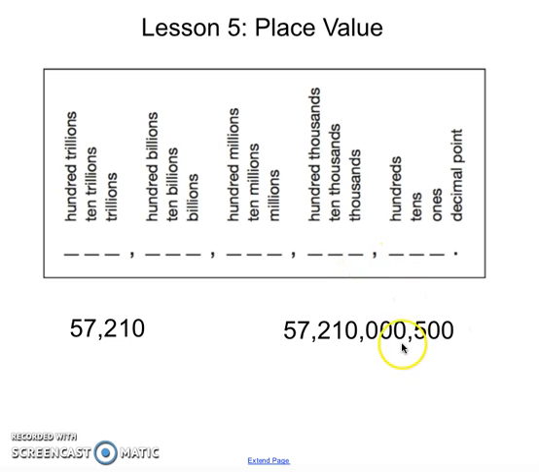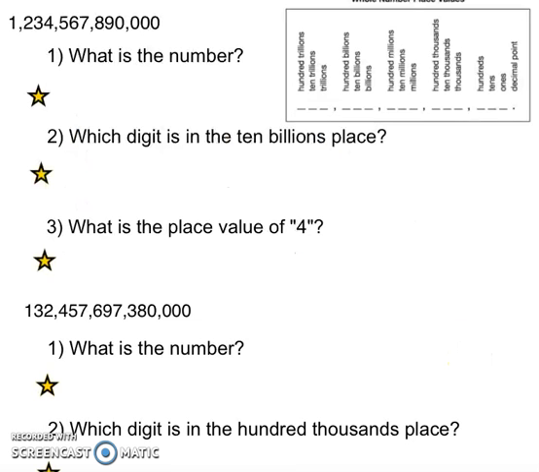So thinking, all right, well, we got thousands. After thousands comes millions. After millions comes billions. So this number, we would read that as 57,210,500. You're skipping the section because there's no thousands in there. So 57,210,500.